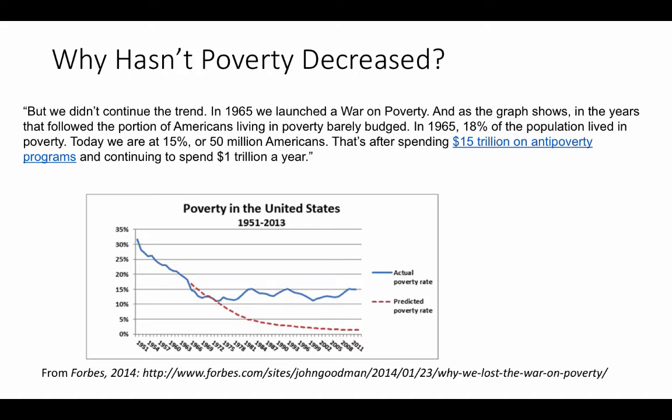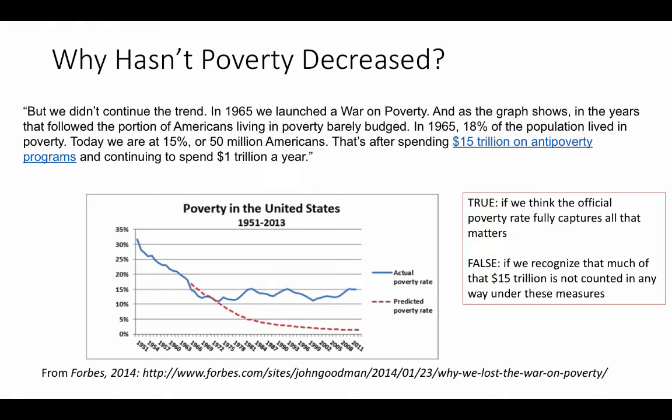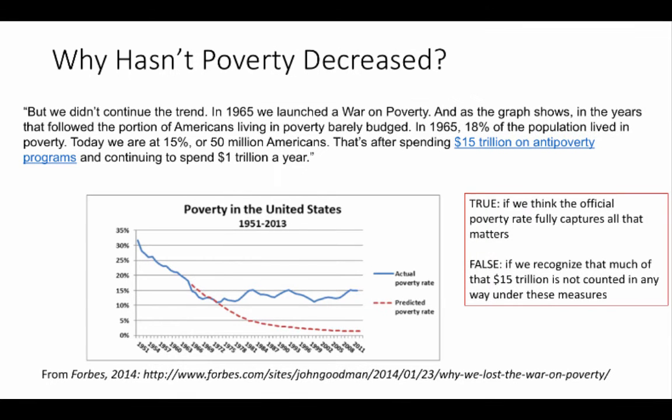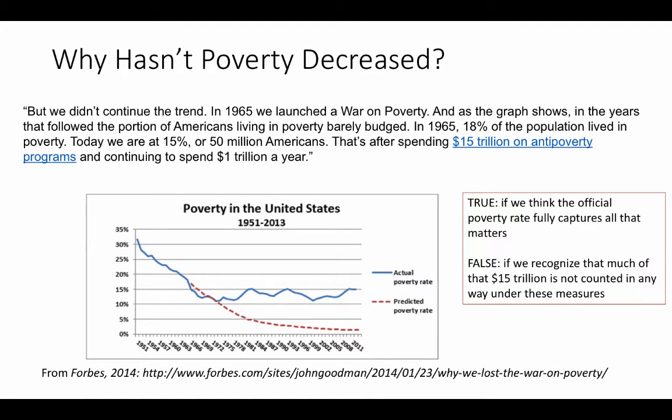This statement is technically correct, but it really only has impact if we think that most of that $15 trillion in spending is actually being measured in our official poverty measures. In fact, much of that spending is not counted in the official poverty measure, even though it may be reaching and helping poor families. So by definition, these dollars cannot show up in our official statistics as reducing poverty.